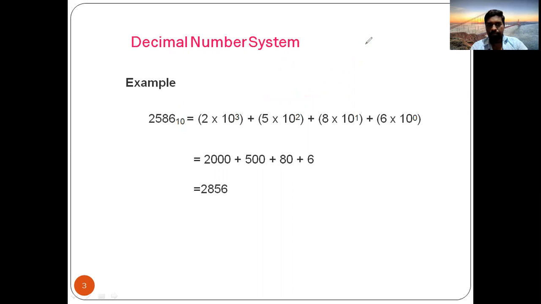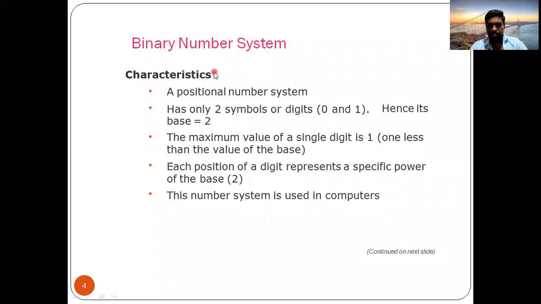Next, the number system we have is the binary number system. It is also a positional number system. It has only two symbols or two digits, because binary means 2. So we have only two numbers in this number system. What are those? We call them 0 and 1.